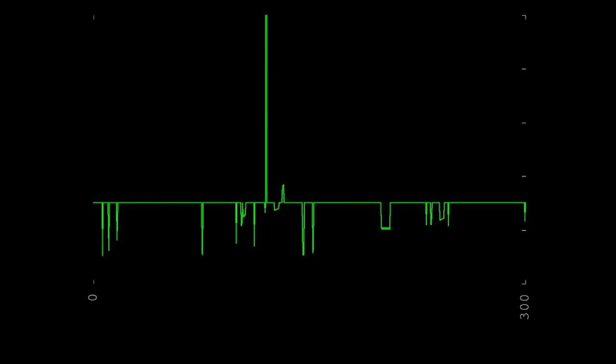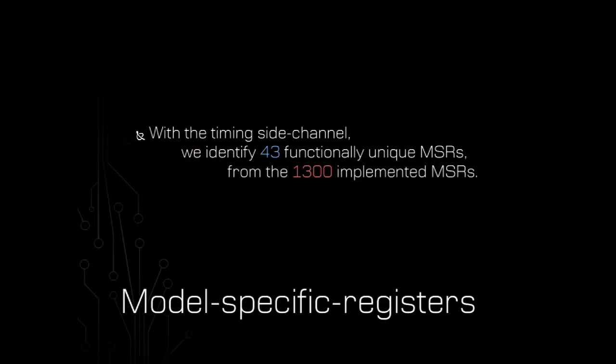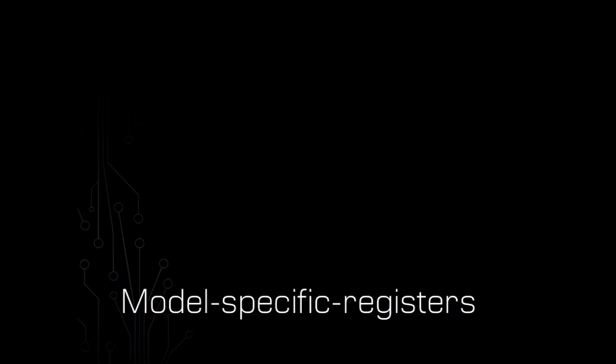So when I start looking at my timing graph, I can begin to pick out the functionally unique MSRs in this graph. It's the ones that are separate from the other MSRs on the system. When I identify the functionally unique MSRs, I'm able to pare down that original list of MSRs a lot more. Using this side channel, I found 43 unique model-specific registers from the 1,300 that are actually implemented on the processor. That's really exciting for me. That means it seems like my research can move forward.